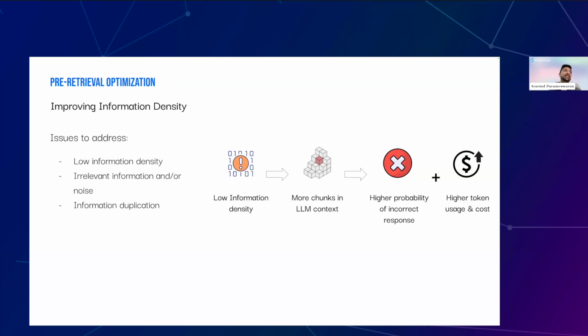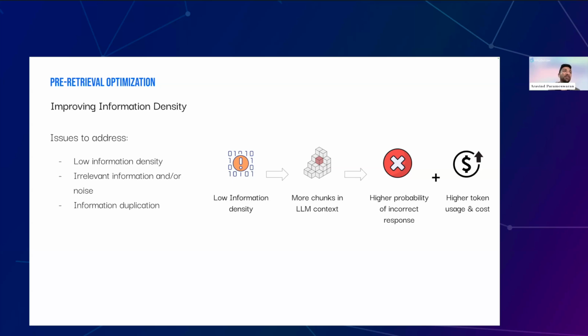So one very basic problem that arises when you take unstructured data in its original form is that you end up with a lot of chunks in the LLM context, even if you have a very efficient retrieval approach. And then that just increases the probability of an incorrect response, right? So the more chunks you have, the higher the probability of an incorrect response. And more importantly, you end up with a higher token usage and your cost is really high, right?